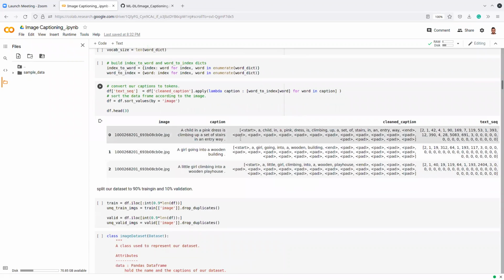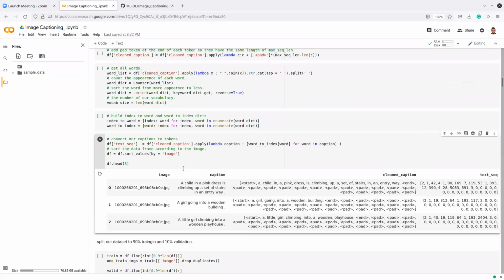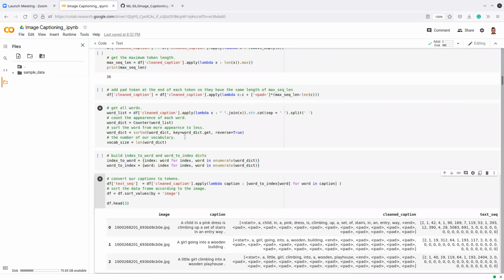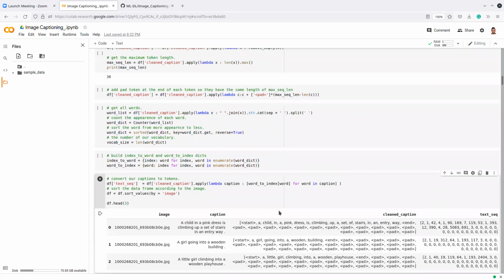This is the final look of our data set. We have an image, and for each image, the same image, we have different captions. We add the start, the end, and the padding tokens, and then we tokenize them. How do we tokenize them? We just assign a number to each one of the words after sorting the tokens. So, for example, start has number 2 because it occurs more frequently in our data set.